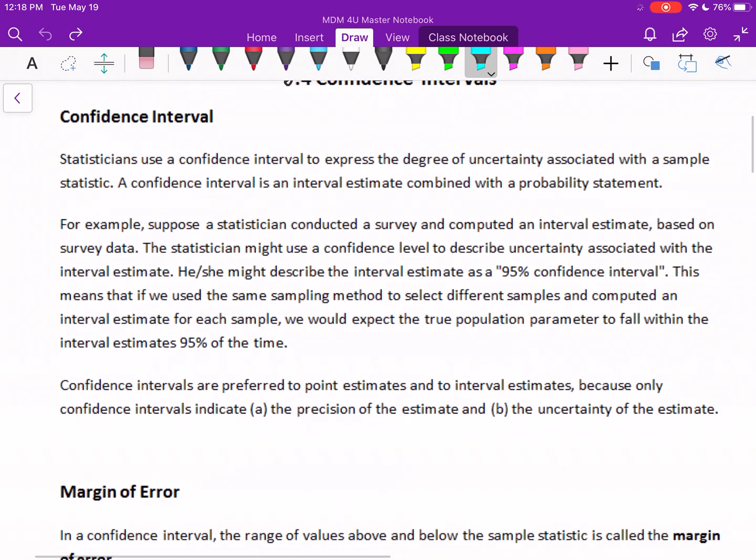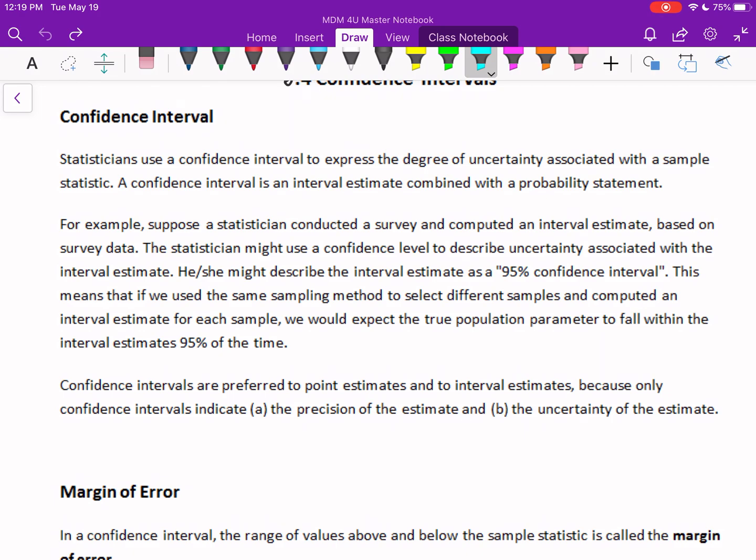So the confidence interval. Statisticians use a confidence interval to express degrees of uncertainty associated with sample statistics. I want to make sure that we're clear on what we're doing right from the start. We all know that inherent in probability is this uncertainty. If I say that there is a 70% chance of rain today, then I know that it might rain, but it might not. I'm suggesting that it's more likely that it's going to rain, but it's uncertain, right? So probability always has uncertainty built into it.